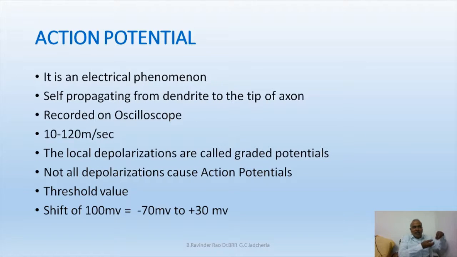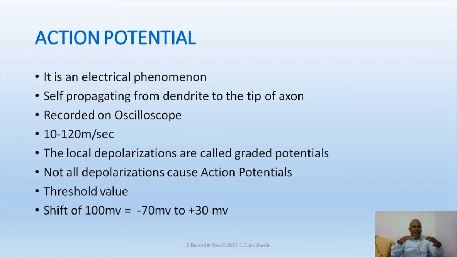Whenever a neuron is stimulated, a small potential difference occurs. The small potential difference is called a graded potential. Not all graded potentials will become action potentials; some graded potentials will become action potentials. The localized potentials are called graded potentials. Not all depolarizations, not all small potentials, count. The depolarization wave must touch the threshold value. Then only it will be converted into an action potential. So, not all depolarizations can cause an action potential. We will understand all these phenomena in the coming slides.